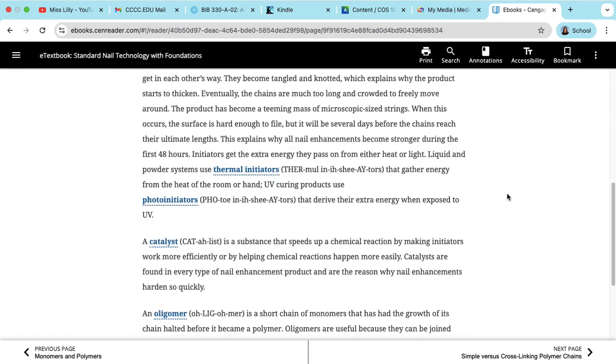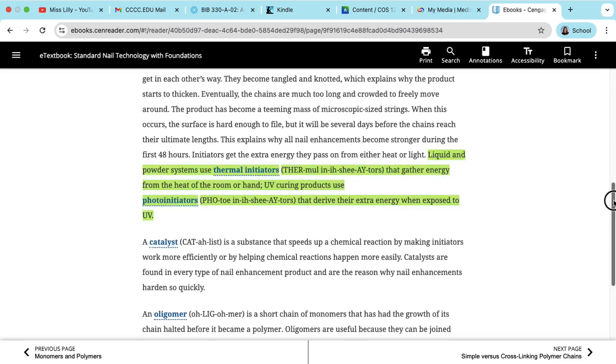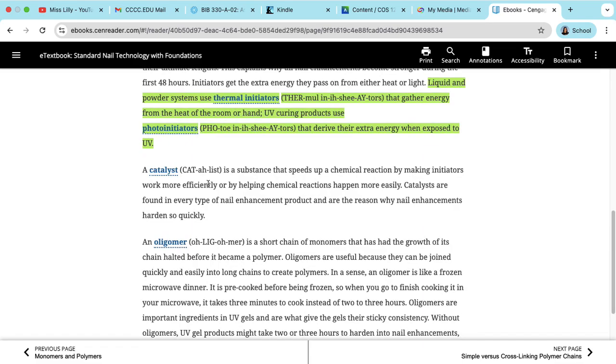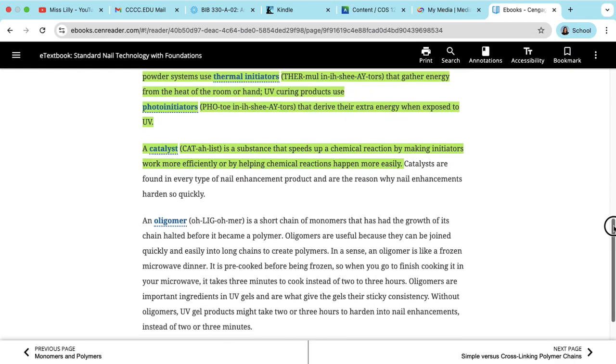Liquid and powder systems use thermal initiators, which gather energy from the heat of the room or hand. UV curing products use photoinitiators that derive their extra energy when exposed to UV. Catalyst: a catalyst is a substance that speeds up the chemical reaction by making initiators work more efficiently or by helping chemical reactions happen more easily. So it makes them harden quickly.